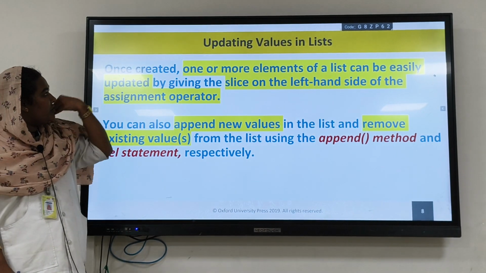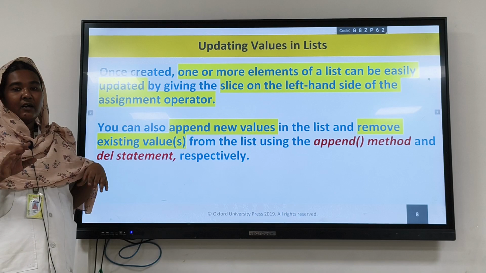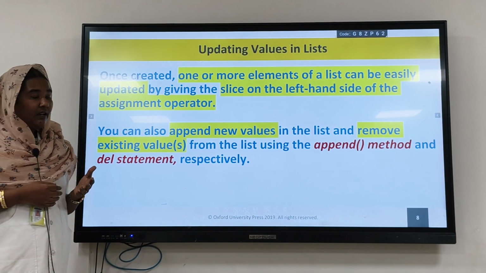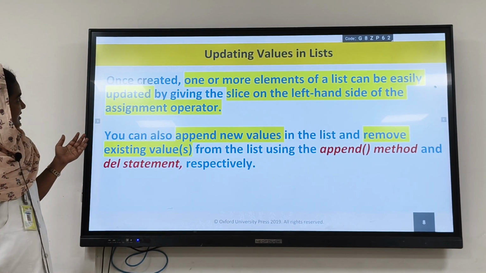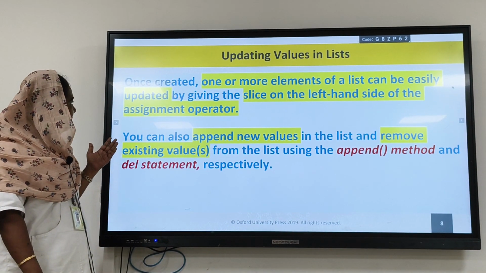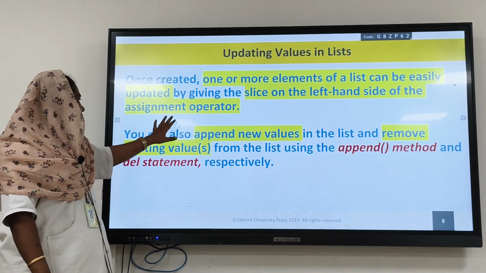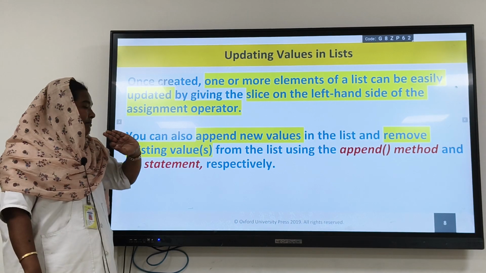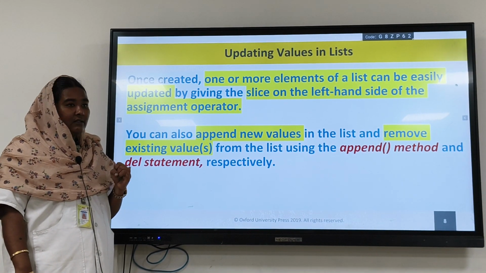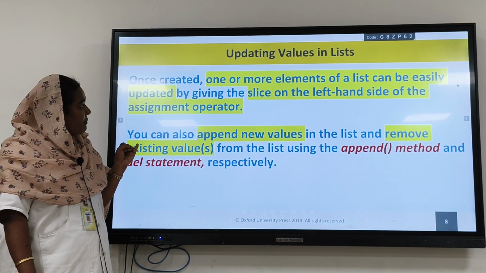Next operation: updating values in list. We created a list. How to update our list? How to modify our list? Once the list is created, one or more elements of the list can be easily updated by giving the slice on the left hand side of the assignment operator. By 3 methods we can update our list. First method is by using slice operator.